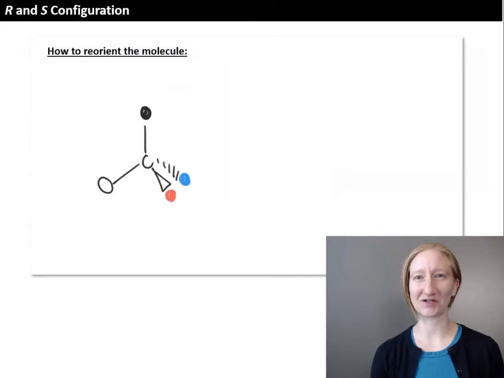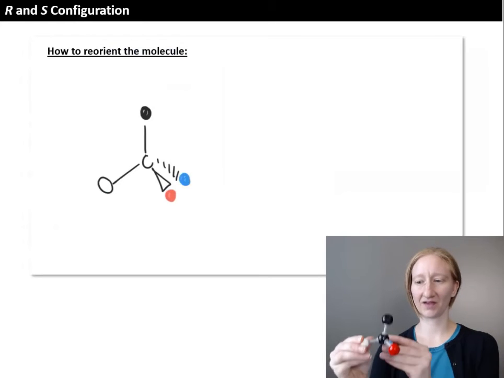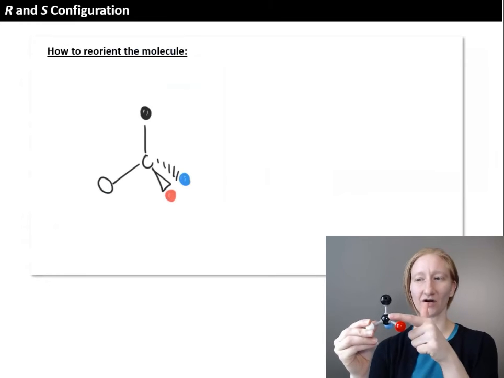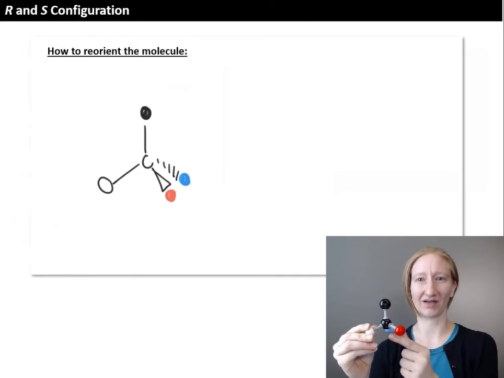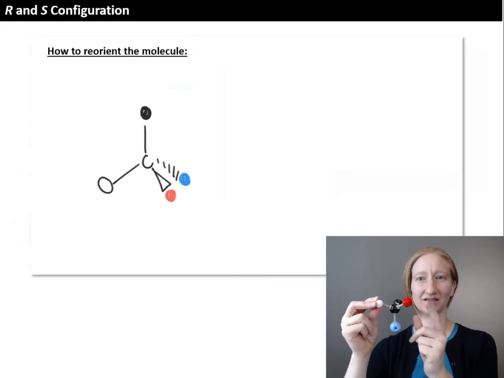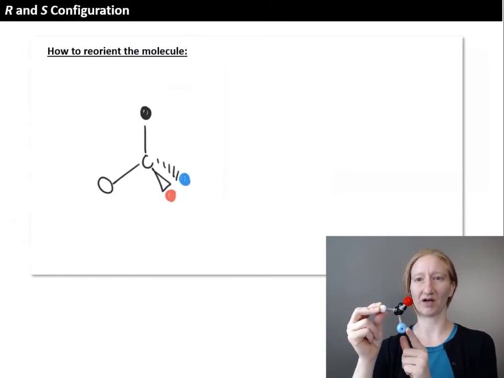The trickiest part of determining the R and S configuration is often reorienting the molecule in the right way. So we'll look at that in a little more detail here. For me, it's easiest if I position the structure so that the lowest ranking group is pointing straight up. Here that will be the black group. Then I just imagine flipping the molecule so that I'm looking down the carbon-hydrogen or carbon-black group bond. That puts the white group to your left and the red and blue groups to the right, with the red group toward the top and the blue group toward the bottom.